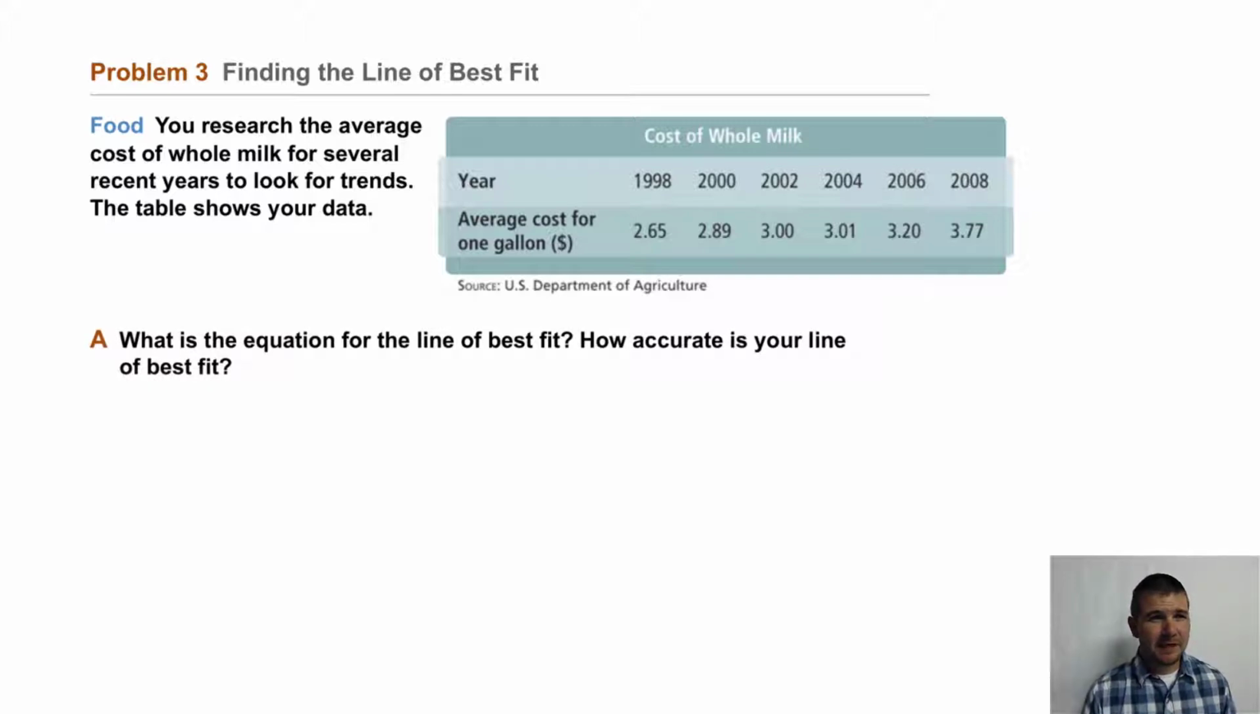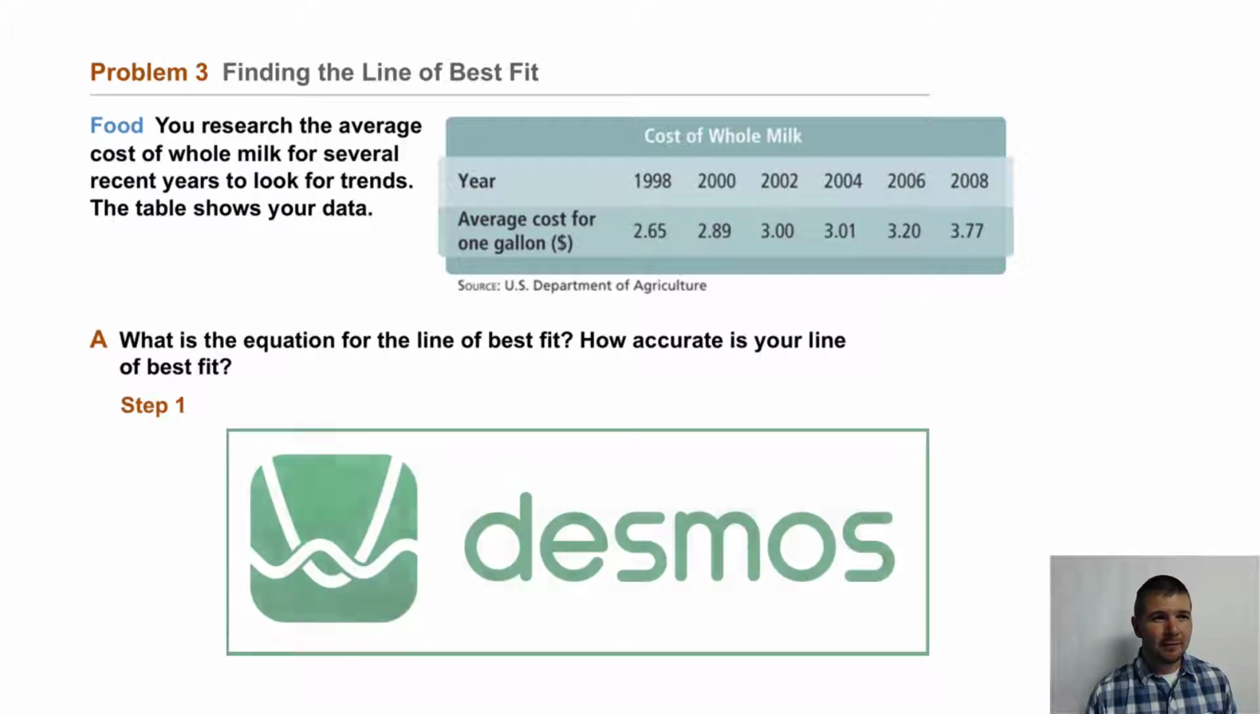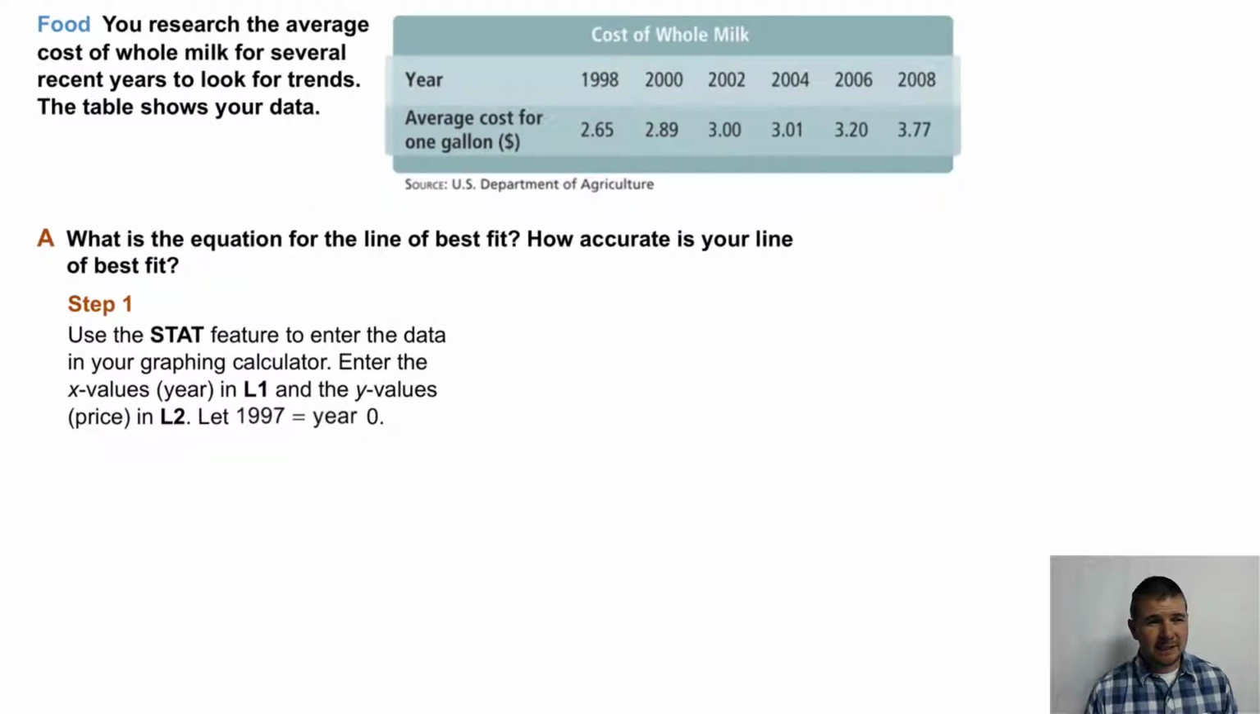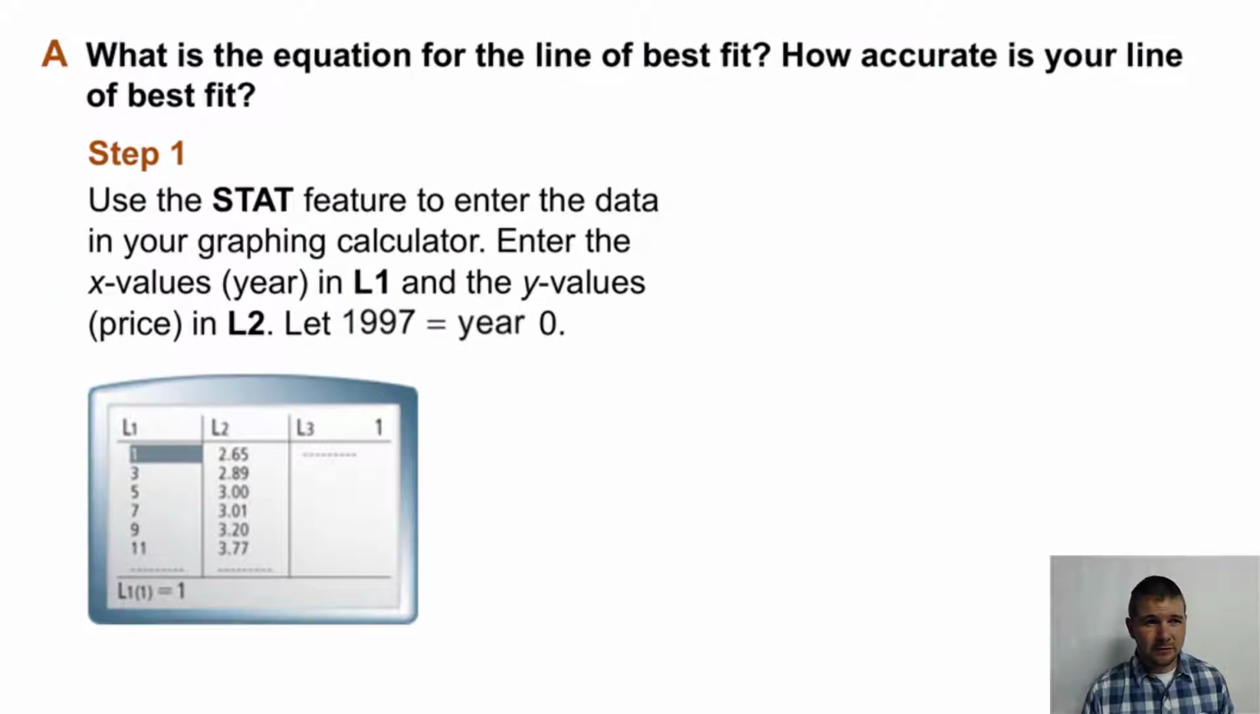How accurate is your line of best fit? Step 1, if we're using a graphing calculator, and by the way, we'll complete the same problem using the Desmos graphing calculator following these slides. But step 1, on your graphing calculator, you can use the stat feature, its own button on the graphing calculator, to enter the data. Enter the x values, remember those are the years, in L1 for list 1, and the y values, the price, in L2 for list 2. We can simplify things if we let 1997 equal the year 0. So an x value of 0 would correspond to the year 1997. We can see what the graphing calculator screen would look like with our L1 values down the left and our L2 values in the middle.